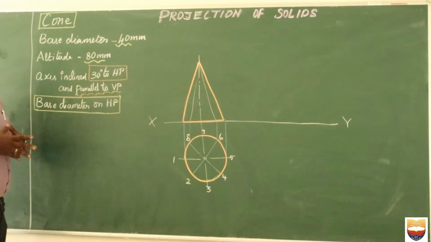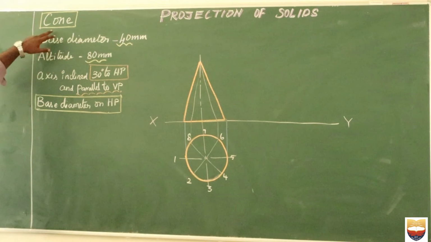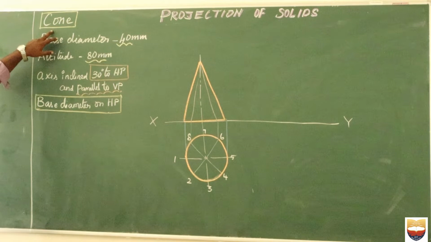Okay, welcome students. In today's session, we are going to see projection of solids, which is nothing but a cone. I hope you know what a cone is. A cone is nothing but a solid of revolution. If we rotate a right-angled triangle, we can have a cone.